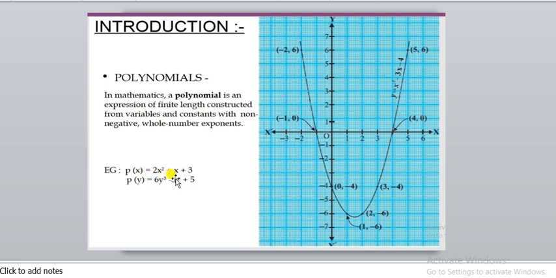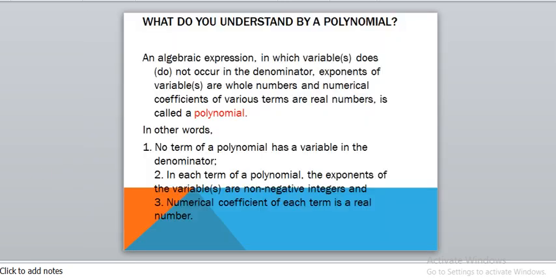For example, 2x square plus x plus 3. In this case, the variable is x, and in the second case, the variable is y. The constants are 3 in the first case and 5 in the second, and whole number exponent means non-negative whole number exponent. Here the exponents you see are 2 and 3, so they are non-negative.